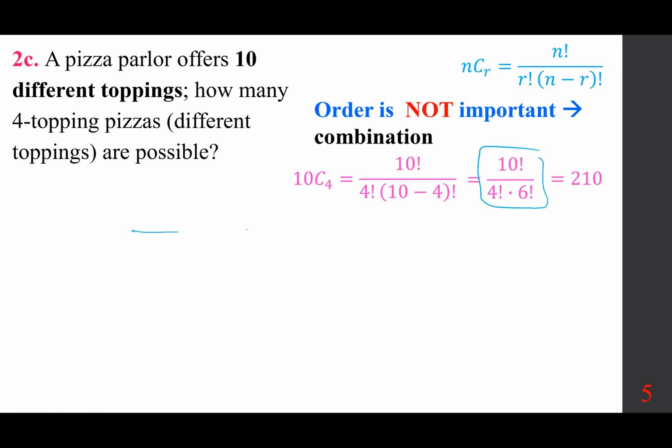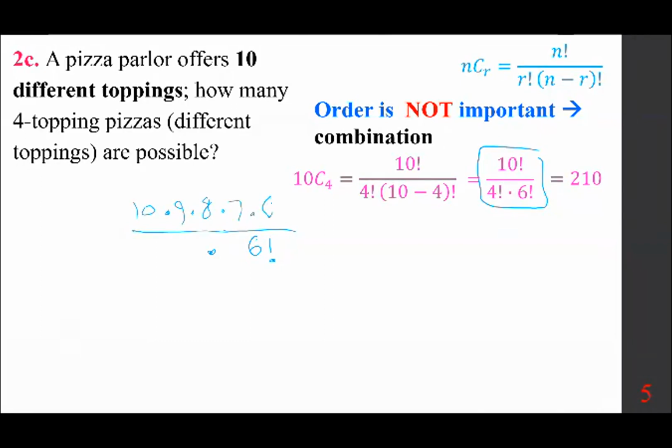So if you look at the bottom, you have 4 factorial times 6 factorial. I'm going to keep the bottom as 6 factorial. I'm going to go with the top and write down 10 times 9 times 8 times 7 times 6. And I'm going to stop and make it into a factorial. And then the 4 factorial, I'm going to write it as 4 times 3 times 2 times 1.